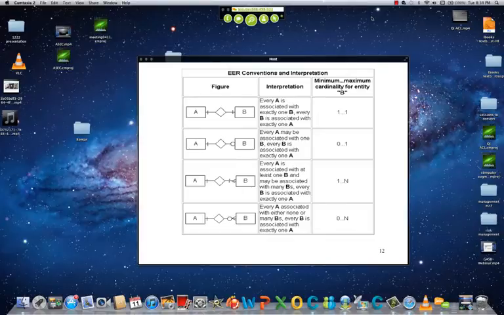But this is cardinality. Then you have optionality. If you have this bar, it means mandatory. If you have a circle, it's optional. Okay. So let's do number 3. Sidra, how would you read this one with the crowfoot?